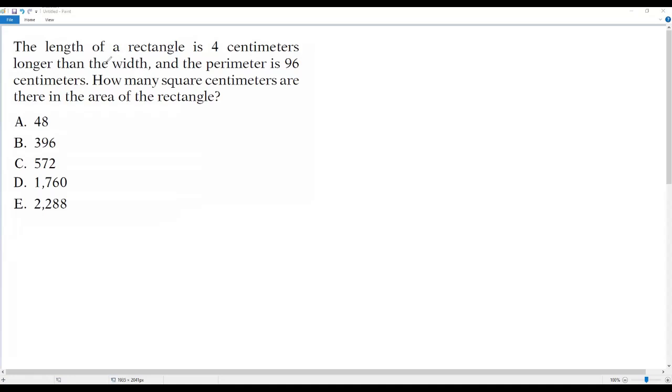The length of a rectangle is 4 centimeters longer than the width and the perimeter is 96 centimeters. How many square centimeters are there in the area of the rectangle? We know the formula to get the area of the rectangle, that is length times width.